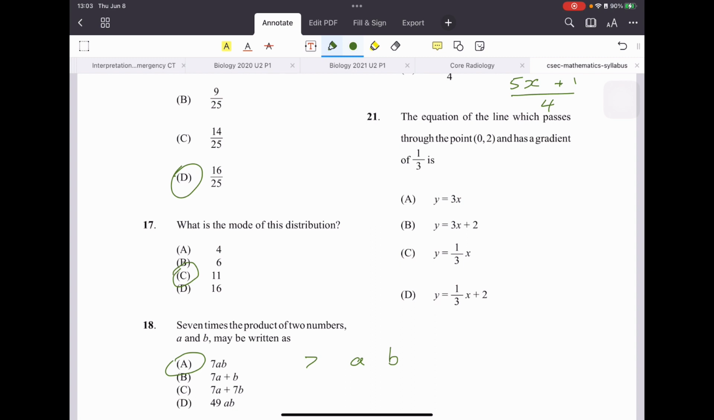21. The equation of the line which passes through the point 0, 2 and has a gradient of 1 over 3 is. So the equation of a line is y is equal to mx plus c. They already gave us the gradient, which is m. So it's going to be 1 over 3x plus c. And to find c, all we need is a point. So we can substitute the x values and the y values into the equation. So the y value is 2. The x value is 0, so that's 1/3 by 0, which is nothing, plus c. So 2 is equal to c, so c is 2. So we can put back c is equal to 2 into the original equation. So y is equal to 1 over 3x plus 2, and that is D.